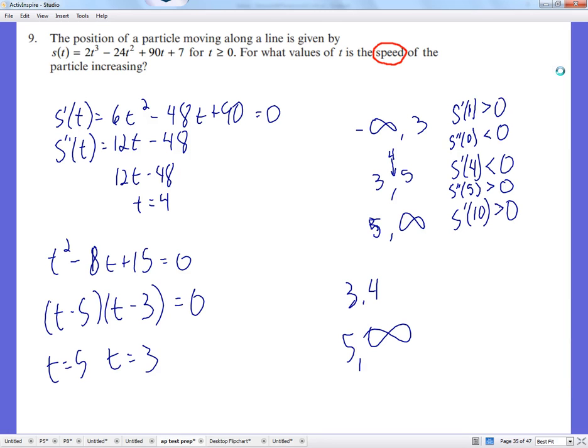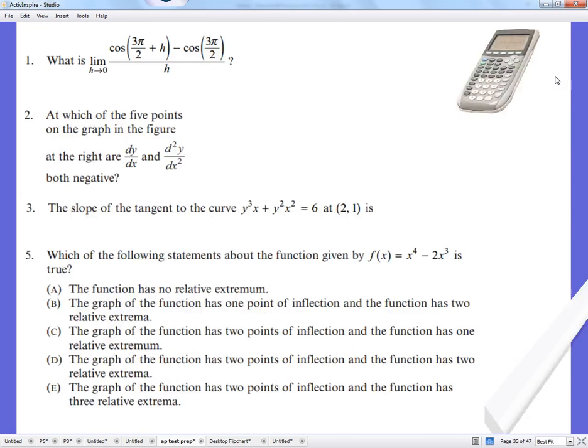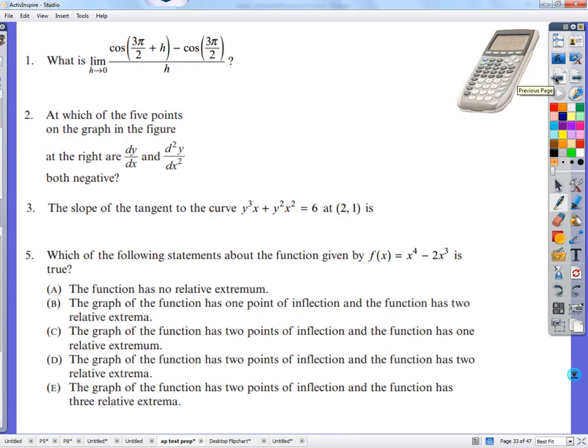Real quick, let's look at number one. This is a basically simple one. Way back, even the end of last school year, we were doing this. Why does it look familiar? It's how we find the slope of a tangent line. Exactly. So the slope of the tangent line at 3 pi over 2.